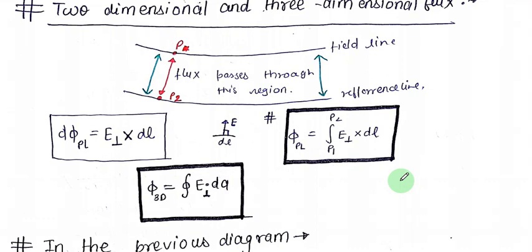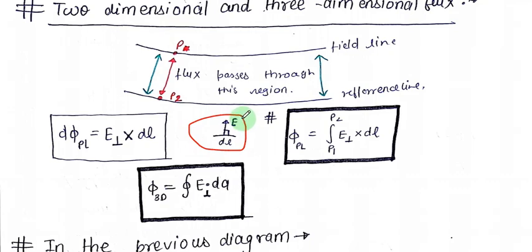In two-dimensional flux we take a reference line and a field line. Now we see what amount of flux is passing between a point on this line and a point on this line. Since they never intersect each other, we will be able to find the flux between these regions. So we'll say that dΦpl, that is planar or two-dimensional, can be calculated as E perpendicular into dl. And here I have shown a small diagram: this is dl, and E perpendicular is the component we should have. If we integrate this, we get Φpl is equal to the integral of E perpendicular into dl from P1 to P2.